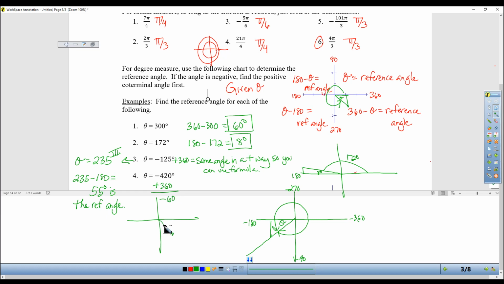Okay, so I'm right here. I'm at negative 60. Do you even need a formula? No, sometimes you can just use your head. If you're down here at negative 60, what reference angle is it? Positive 60. Forgot to box that one. So positive 60 is the reference angle.